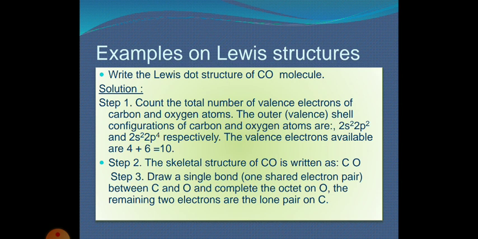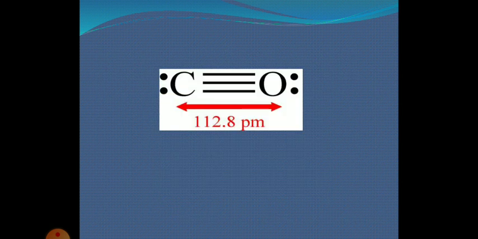And after that, in step 2, the skeletal structure of carbon monoxide is written as CO. In step number 3, draw a single bond, that is one shared electron pair between C and O, and complete the octet on oxygen. The remaining two electrons are the lone pair on carbon. So look at this structure, you will get detailed information.